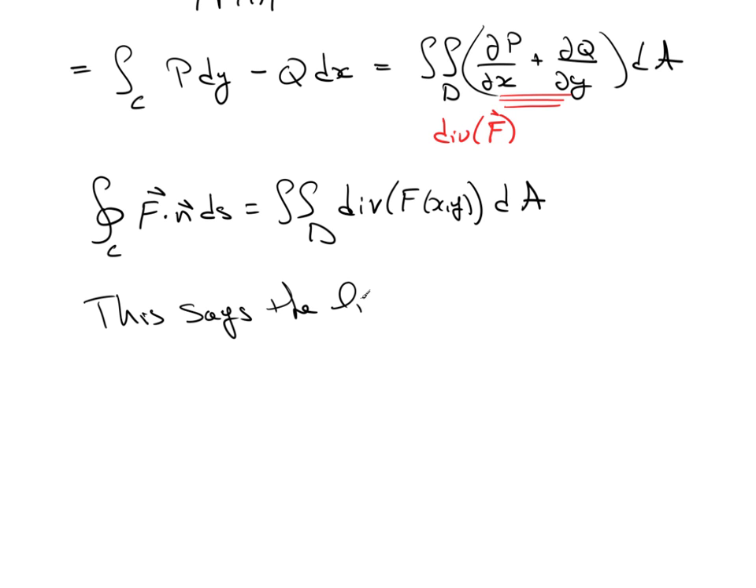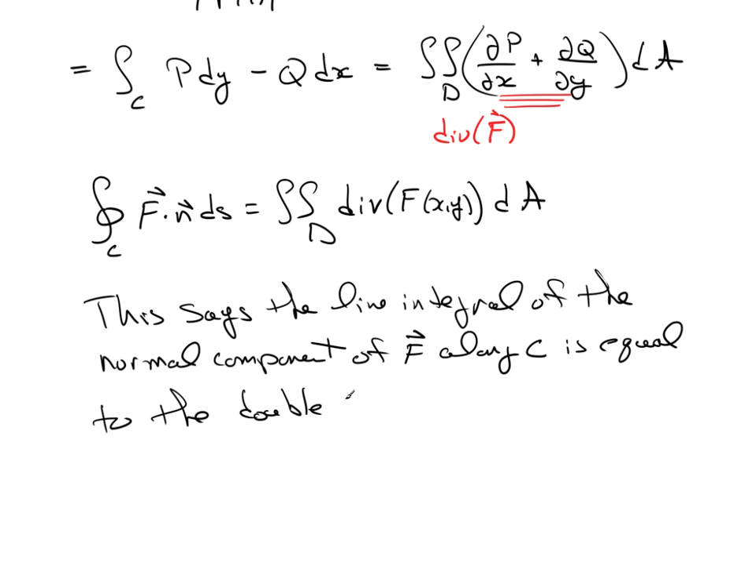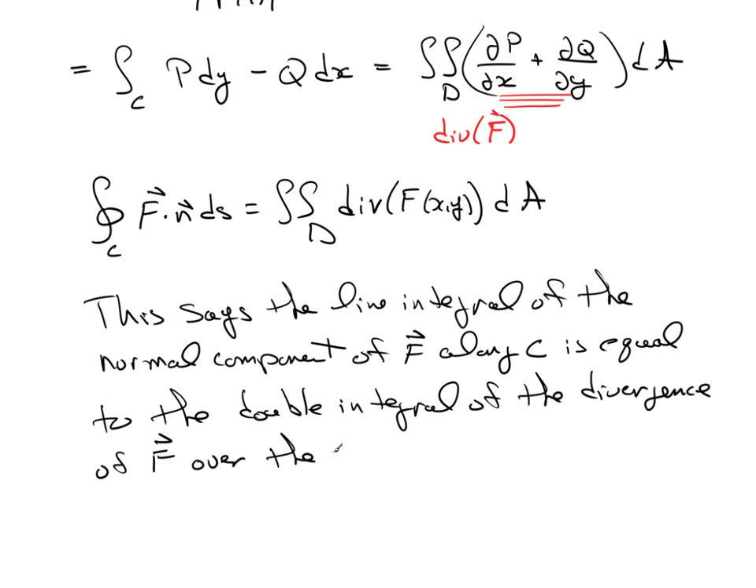This says the line integral of the normal component of the vector field F along C is equal to the double integral of the divergence of F over the region, which we defined as D, which was enclosed by this curve C. So that's actually kind of cool.